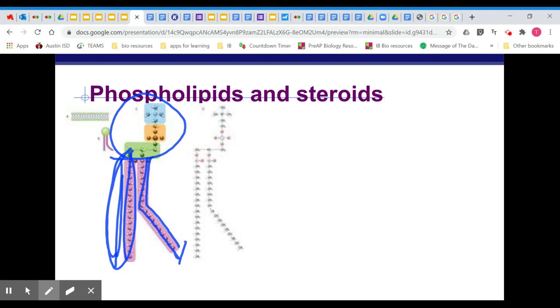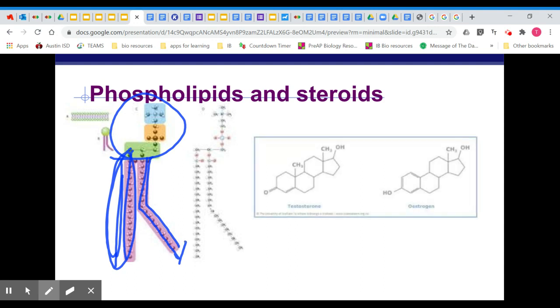But this is your hydrocarbon tail. And then here you have an example of a steroid, or two steroids. You have estrogen and testosterone. And notice that you have these fused rings. So again, they're mostly hydrogen and carbon.